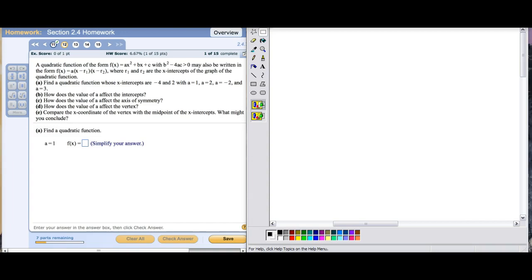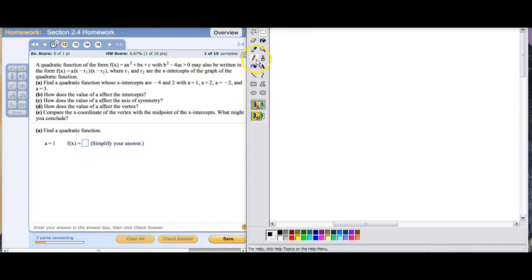which means we do have two separate x-intercepts. So with that being the case, we know if we have it in the form of a times x minus r1 times x minus r2, we know that r1 and r2 represent the x-coordinates for the x-intercepts. And so what we're asked to start off here is we need to find a quadratic function whose x-intercepts are at -4 and 2, and with these values of a.